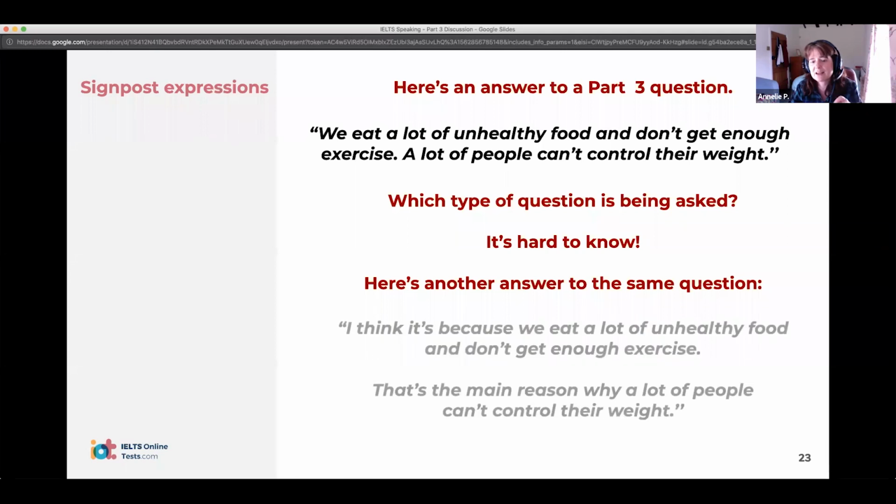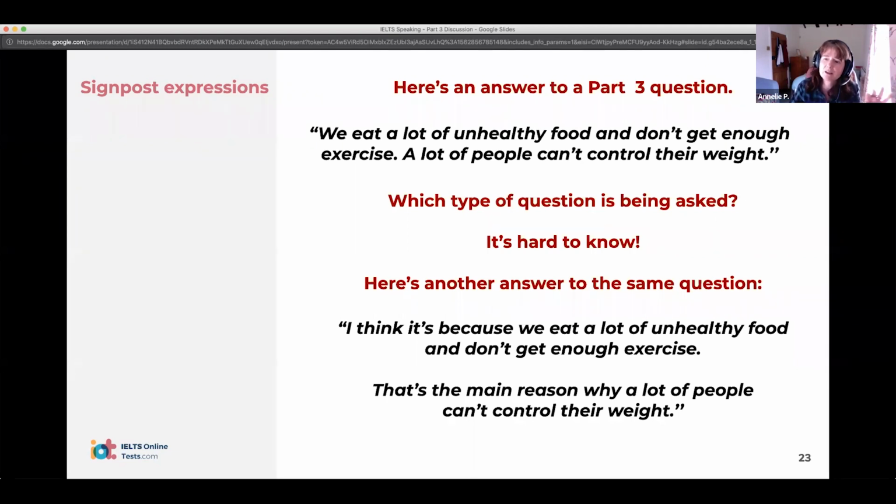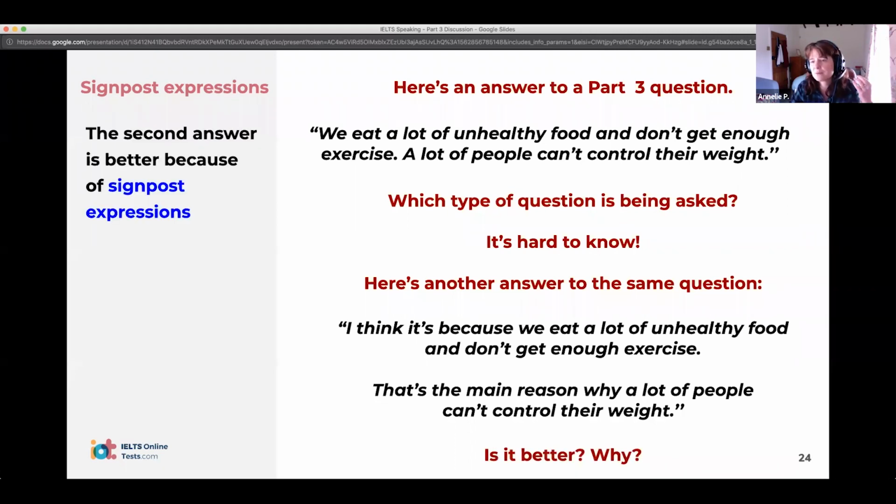So let's have a look at a different way of answering the same question. How is that different from the first one? What have we added here that helps the examiner? Yeah, okay, so we've used expressions that show we are giving a reason. We call them signposting expressions. Basically, you are signposting, just like when you're driving on a road, you're using signposts to show the examiner the way and to make it easy for him to follow your answer.